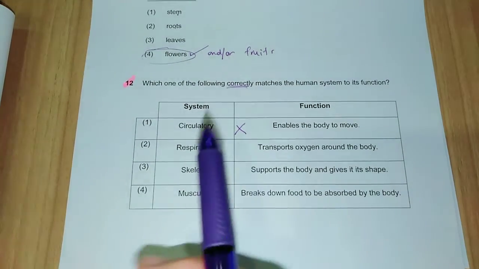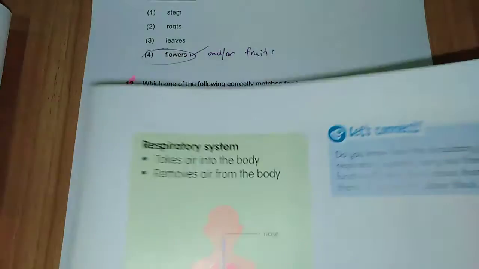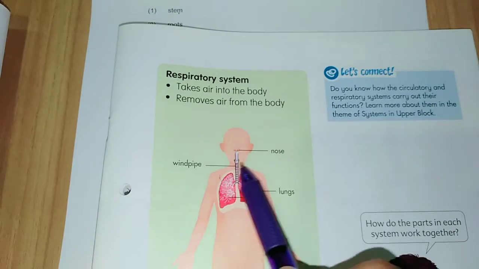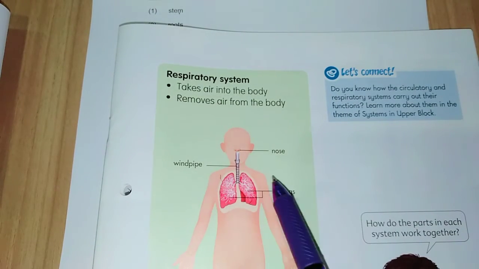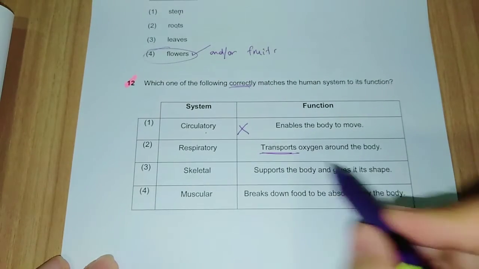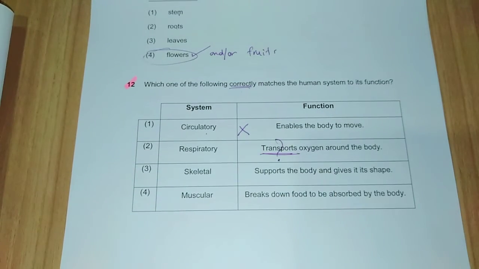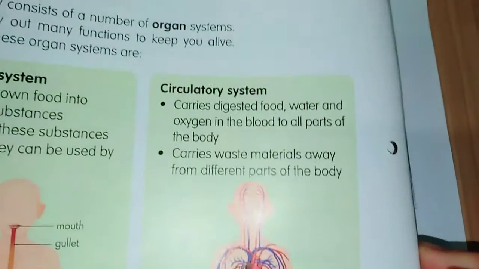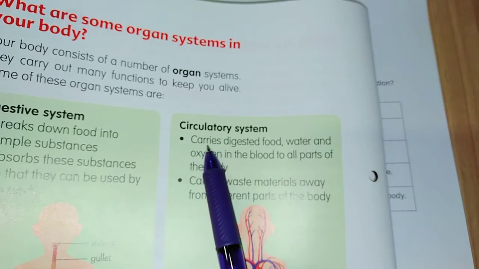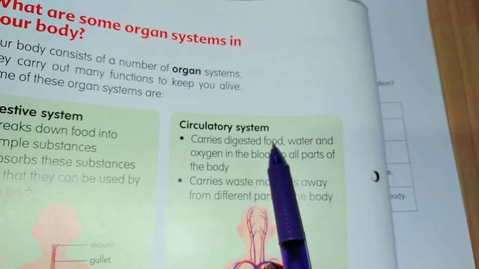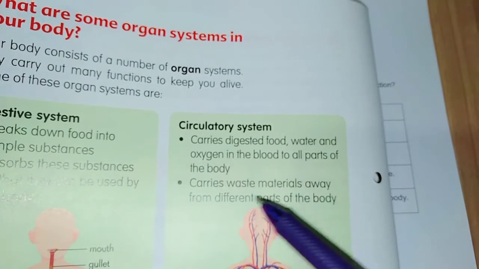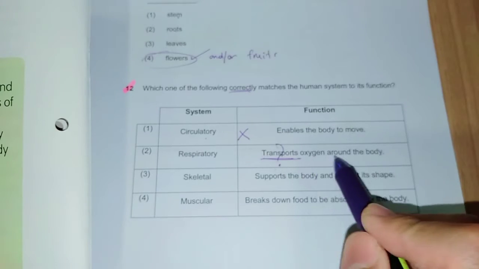Respiratory system, what does it do? Let's take a look. The respiratory system takes air into the body and removes air from the body. It all happens at the lungs. Alright, and there are 3 parts to the respiratory system. He said it transports oxygen. That's an interesting choice of words. I remember I see transport under circulatory system. Carry is the meaning of transport. Alright, it transports digested food. It carries digested food to all parts of the body. So this is actually describing the circulatory system.